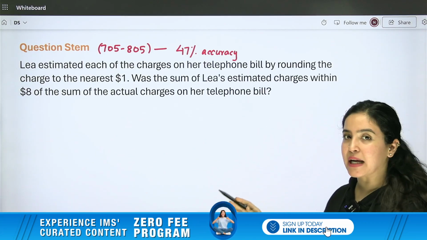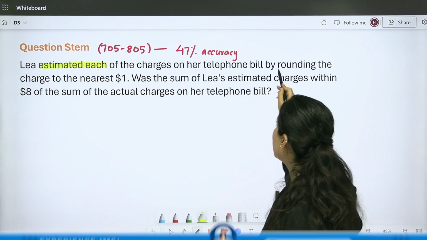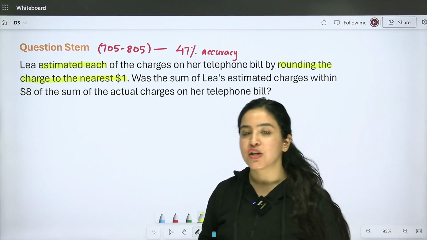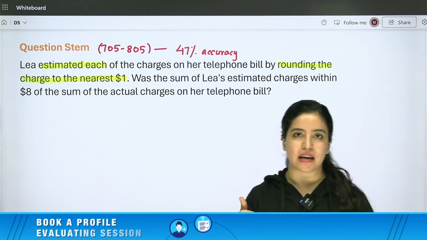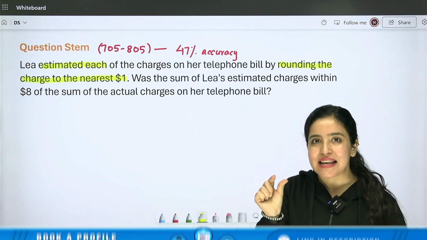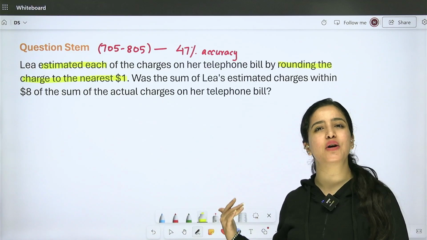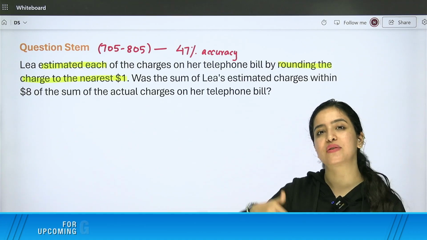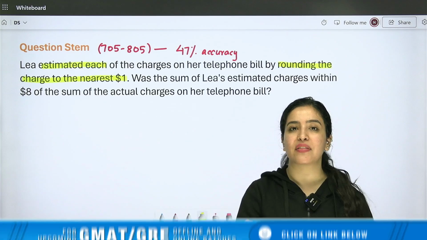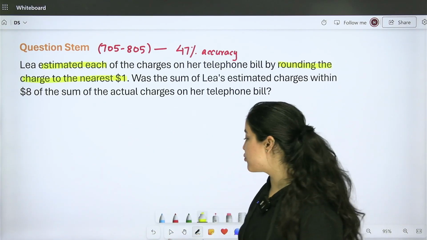So this is about Leah, who estimated each of the charges on her telephone bill by rounding the charge to the nearest $1. So multiple phone calls she made, every call was charged by the telephone company, so there were exact charges. So those charges could be decimal numbers also, but for the sake of estimation what she did was rounded each of these actual values to an estimated value, which is nothing but the nearest integer. If an actual is already an integer, well then it remains so.